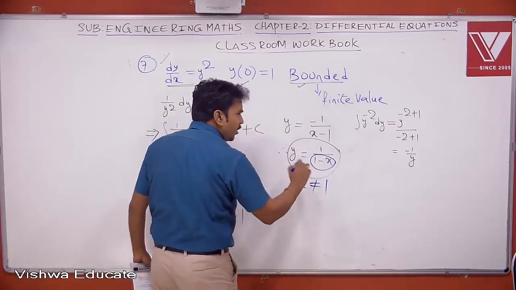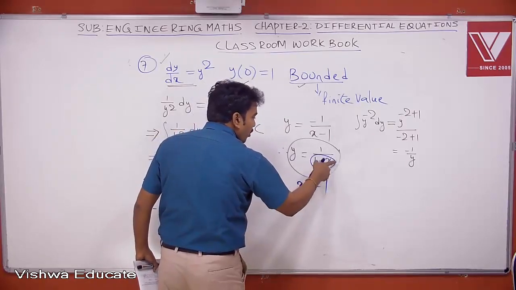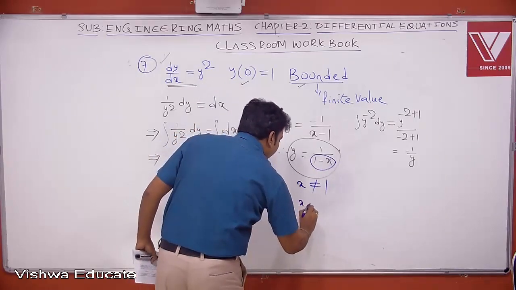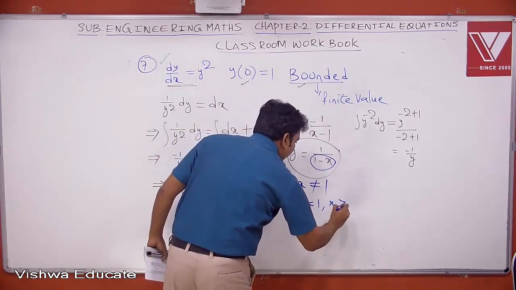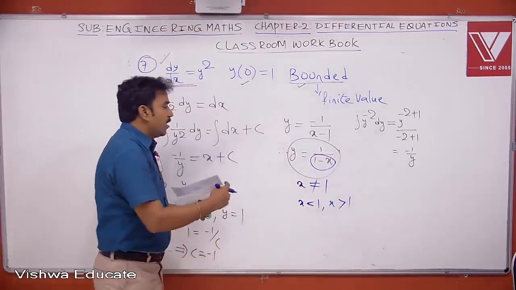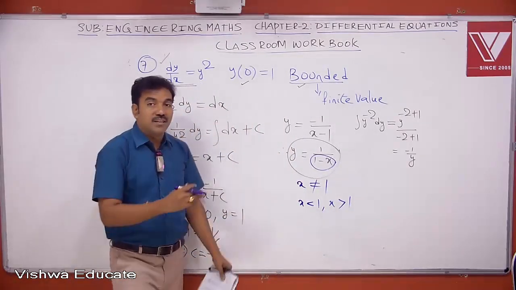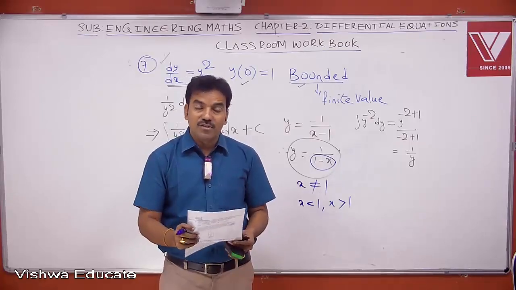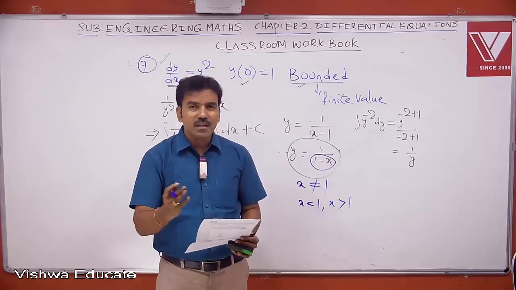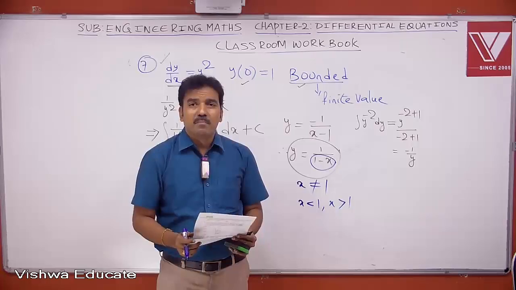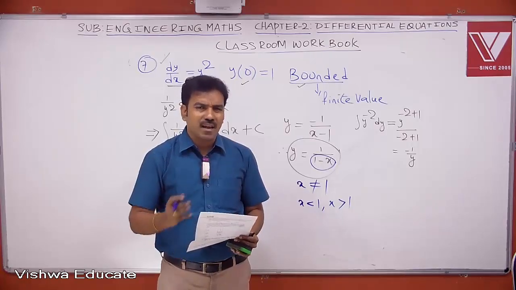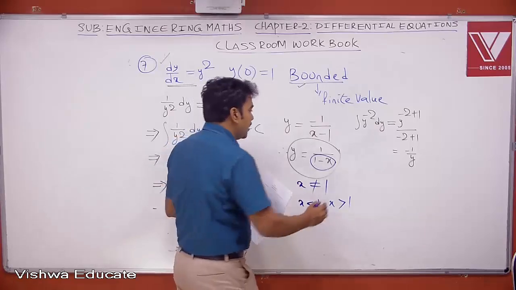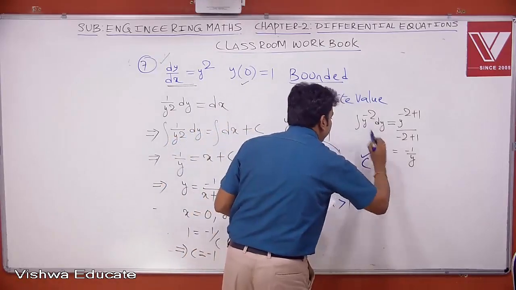So to get the bounded region, x should not be equal to 1. It can be negative or positive. When x is not equal to 1, the denominator is not equal to 0. That is enough for us. X not equal to 1 means it can be less than 1, it can be greater than 1. Therefore, to get the bounded solution, the denominator should not be 0. So 1 minus x will be 0 only when x is 1. Therefore, my choice is x should not be 1. So option C is right. Note this.